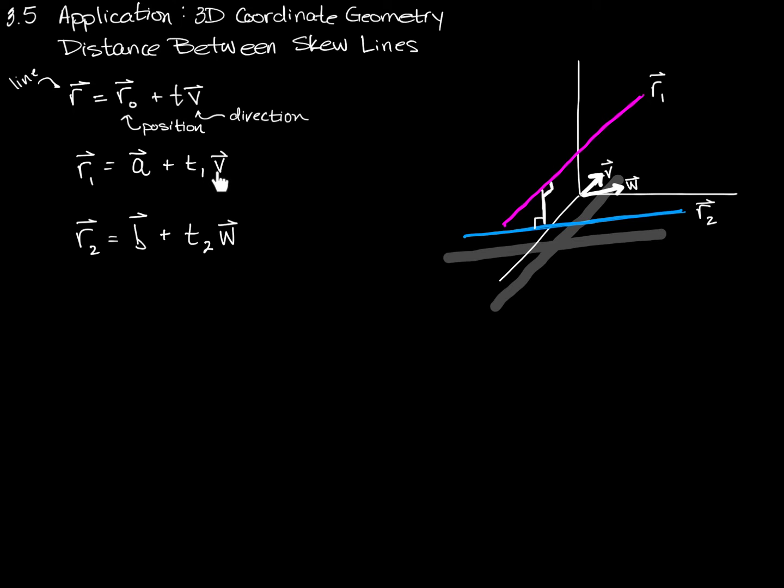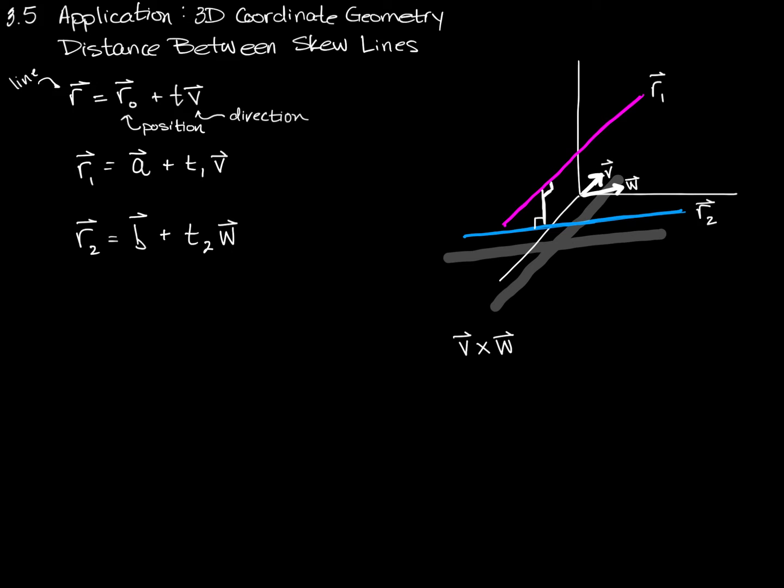Well, the direction vector for a line that is orthogonal to both of these lines is also going to be orthogonal to both of these vectors. So what I'm going to do now is find the cross product of V with W, and that will give me a direction vector for this line. In order to use the magnitude of this vector to find the distance between these two lines, we need to have a vector. And that vector is going to have a direction component based on the cross product of the direction vectors of the lines themselves.